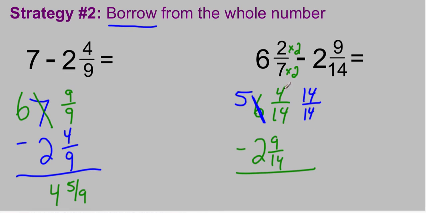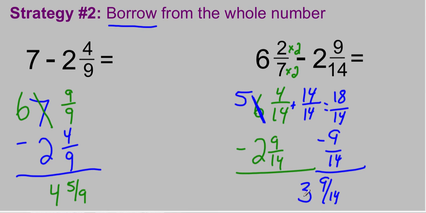So just like in a subtraction problem, sometimes you have a little bit there, but you still go next door to get some more. We had 4/14. We borrowed 14 more, so now we have 18/14 over here. We want to subtract away our 9/14. Now we're finally able to do that. 18/14 minus 9/14 is 9/14. 5 minus 2 is 3.